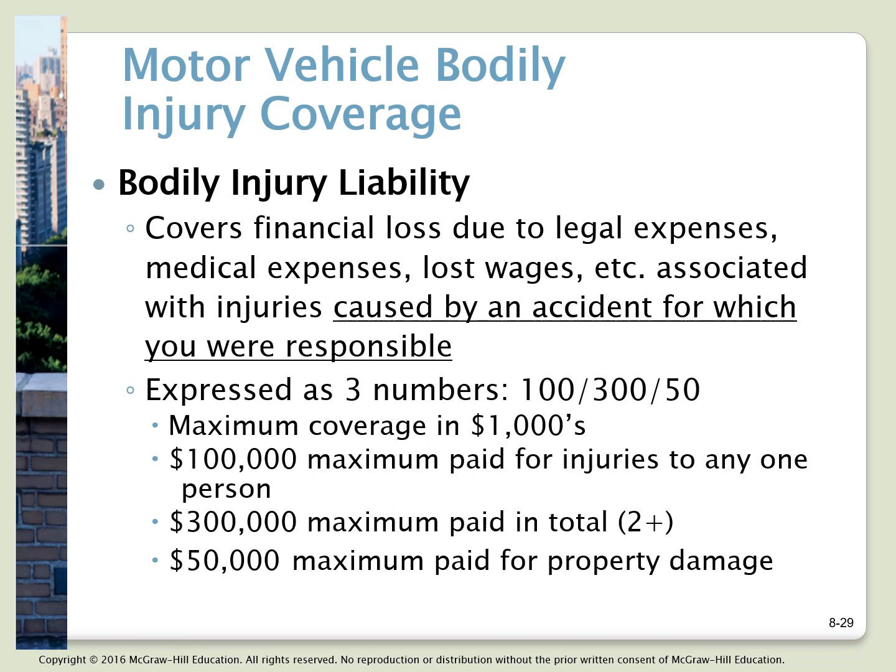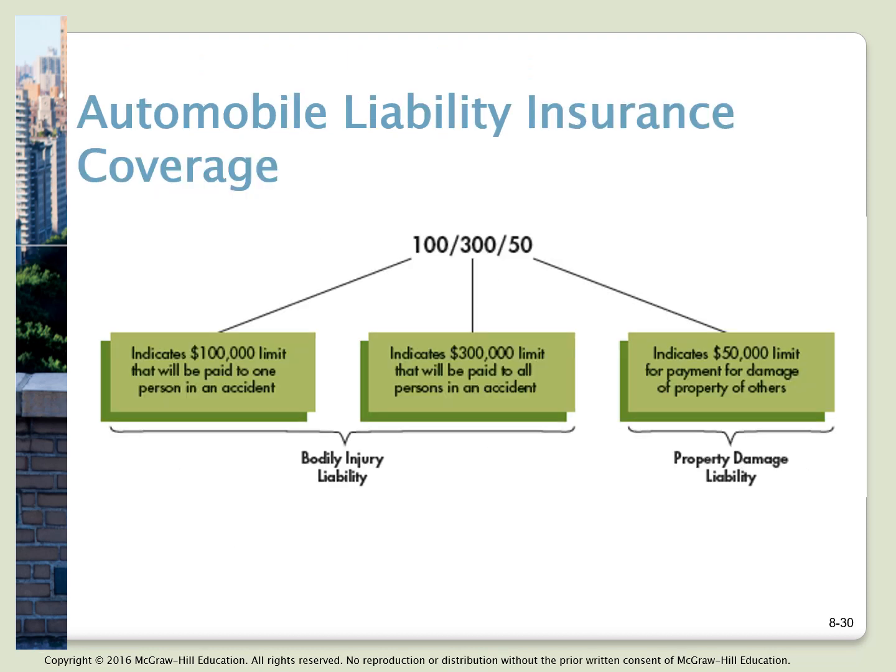Expressed as three numbers: 100, 350. What that means is that, again, maximum coverage is in thousands. So 100,000 maximum paid for injuries to any one person, 300,000 maximum paid in total for two or more people, and 50,000 maximum paid for property damage. Okay, so that's basic coverage, bodily injury and liability insurance, if you will.